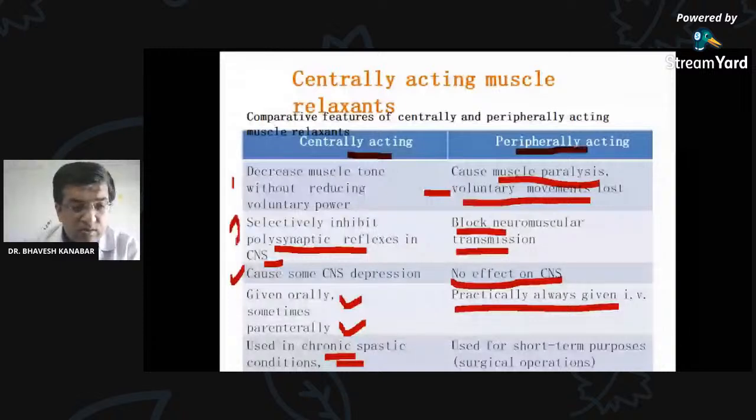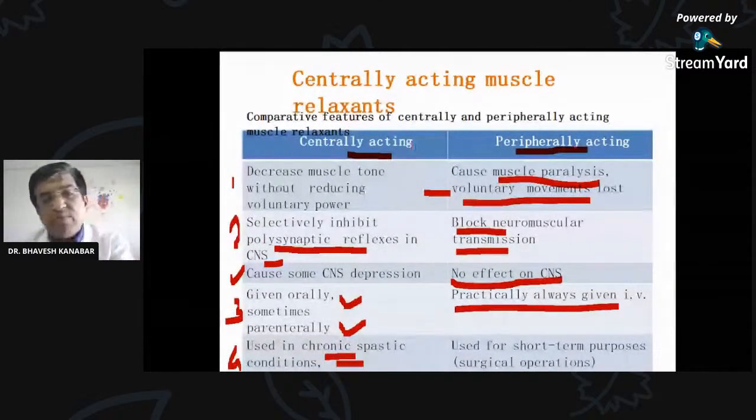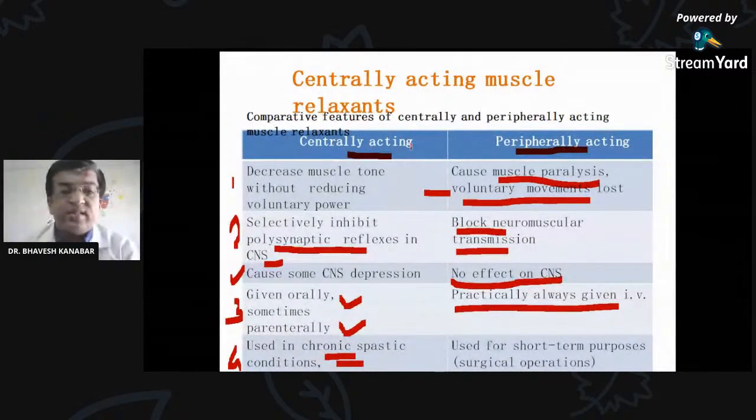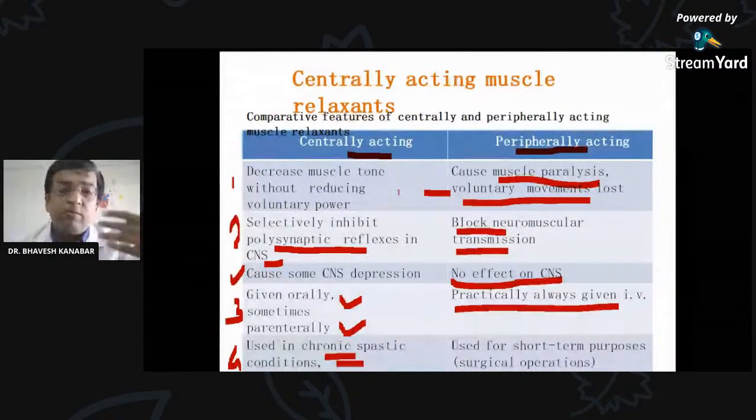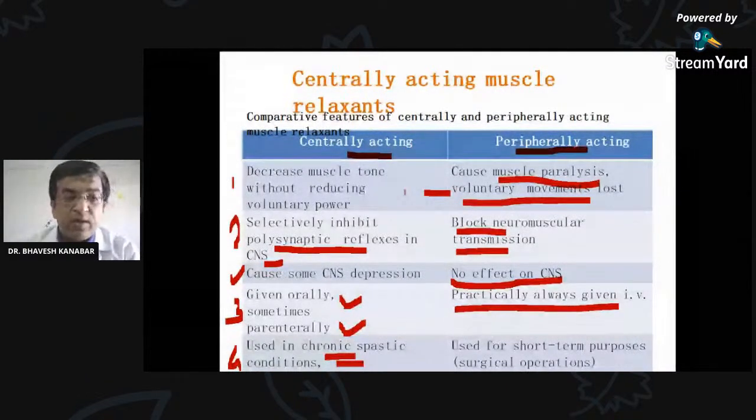This is the difference between centrally acting and peripherally acting. The names of the centrally acting ones we are going to discuss in the next slide. Just remember the difference. Again, I am repeating, and along with me, try to remember the things.